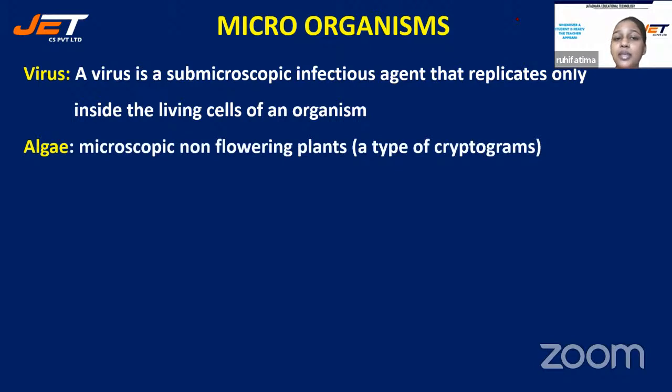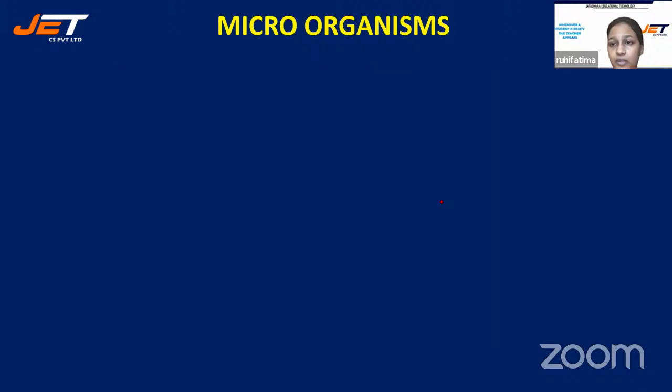Algae. Algae is again a microscopic non-flowering plant. Students, point to be noted, it is a non-flowering plant, or you can say a type of cryptogam. Okay, microscopic creatures. These are also microscopic structures.